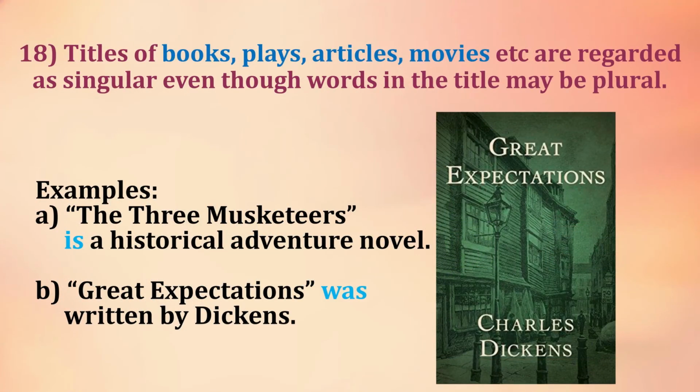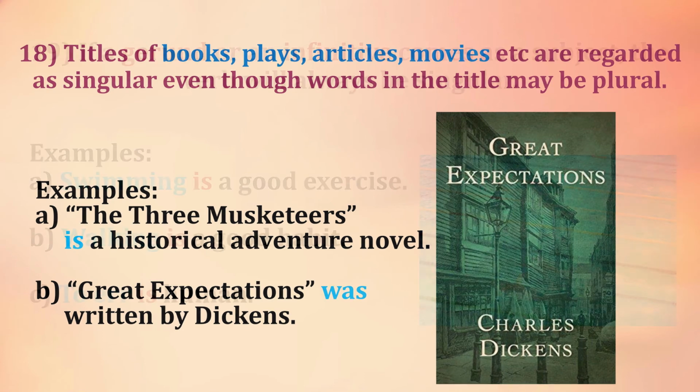18th number, all the titles of books, plays, articles, movies, etc. are regarded as singular even though words in the title may be plural. For example, The Three Musketeers is a historical adventure novel. Great Expectations is showing a plural noun but actually it's the title of a book, so we will consider it as singular. So we will use the singular verb, was written by Dickens.